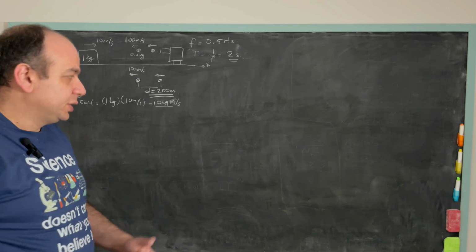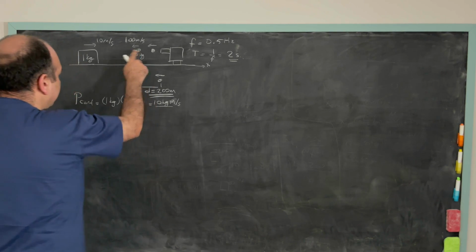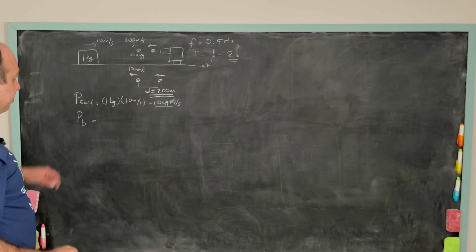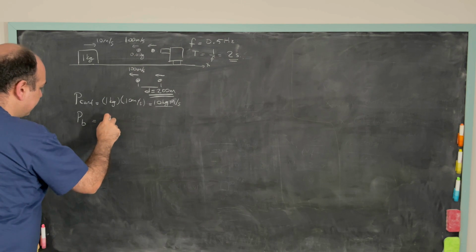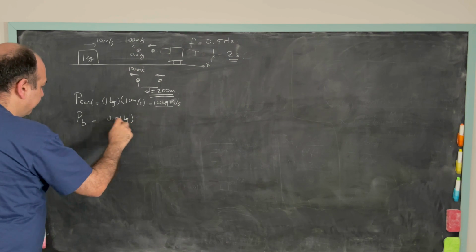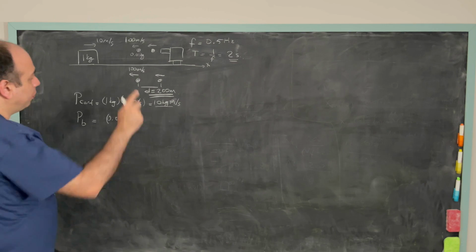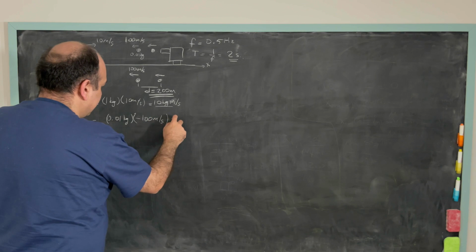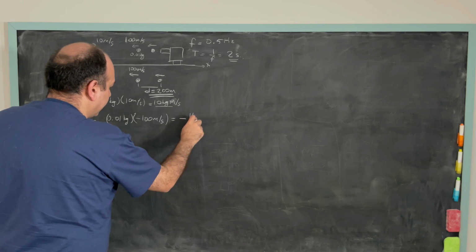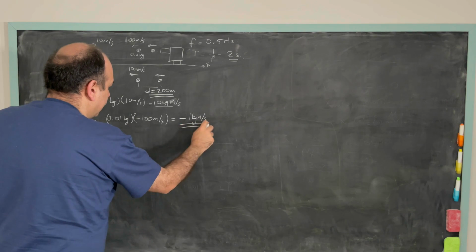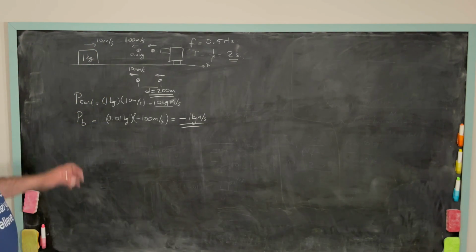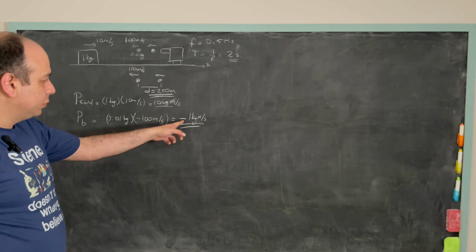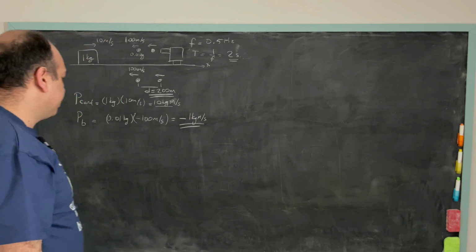I'll be looking at the collisions, so it would be a good idea to find the linear momentum of one of these sticky balls. Let's call it P sub B. Its mass is 0.01 kilogram. The x component of its velocity is actually minus 100 meters per second. This gives me minus 1 kilogram meter per second. So the x component of the linear momentum of each of these sticky balls is equal to minus 1 kilogram meters per second.